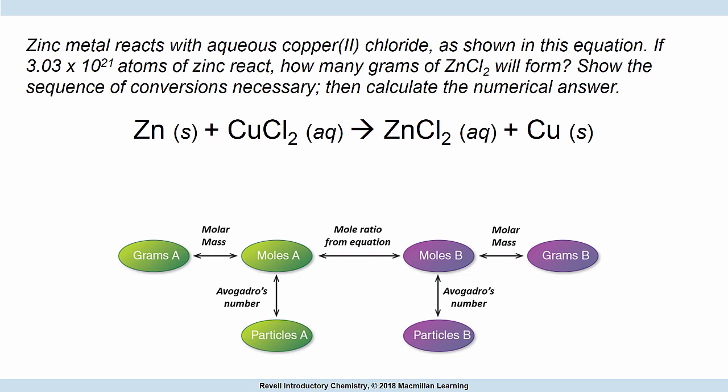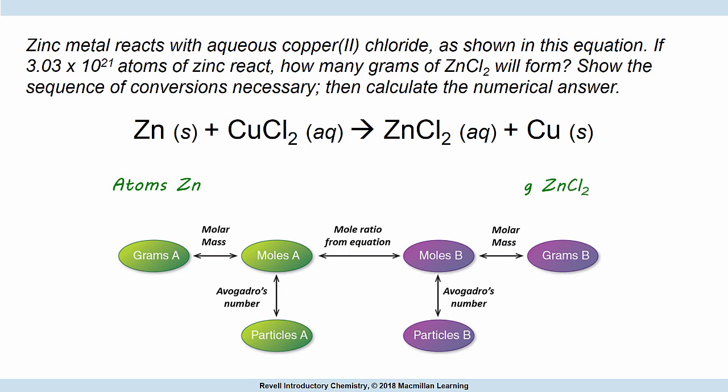Let's look at one more example. Zinc metal reacts with aqueous copper(II) chloride, as shown in this equation. If 3.03 times 10 to the 21st atoms of zinc react, how many grams of zinc chloride will form? Show the sequence of conversions necessary, then calculate the numerical answer. This question gives us the number of atoms of zinc. It asks us how many grams of zinc chloride will form.